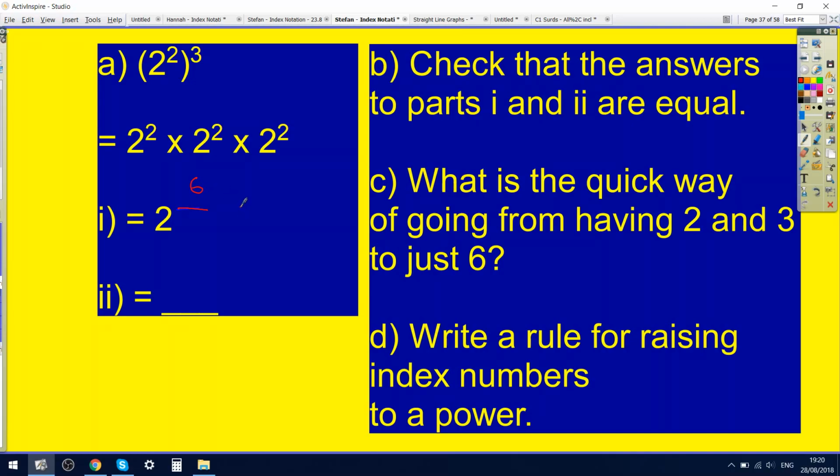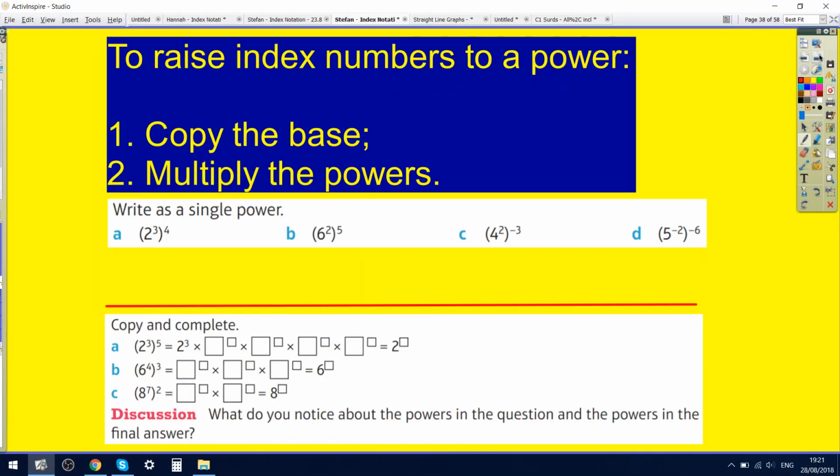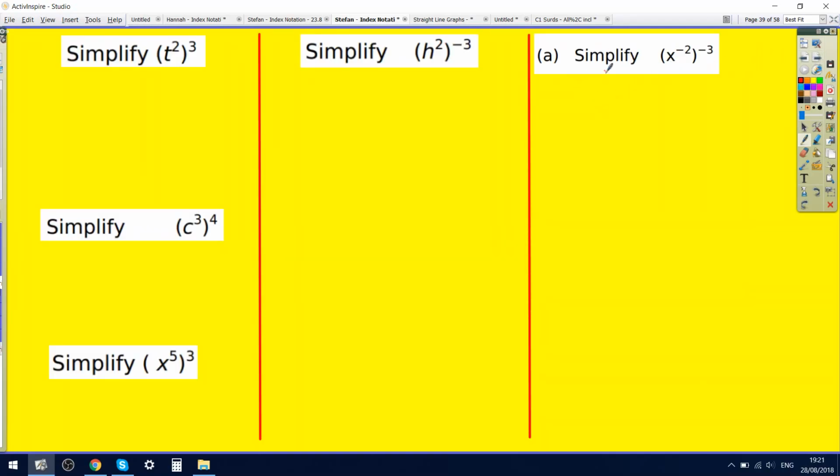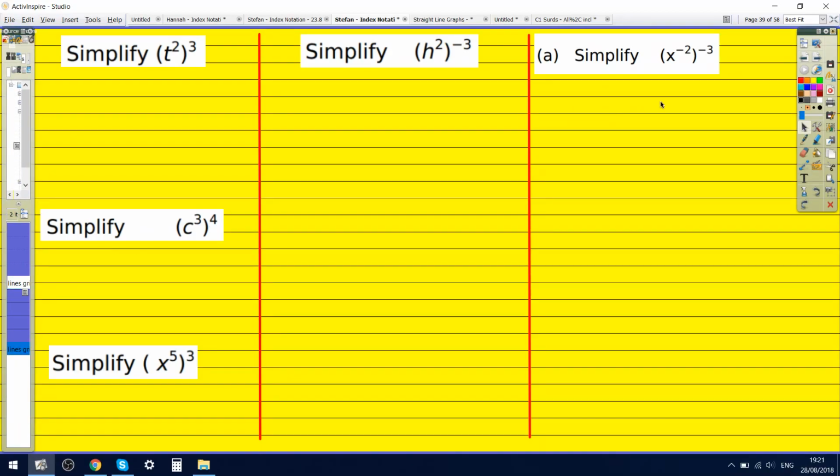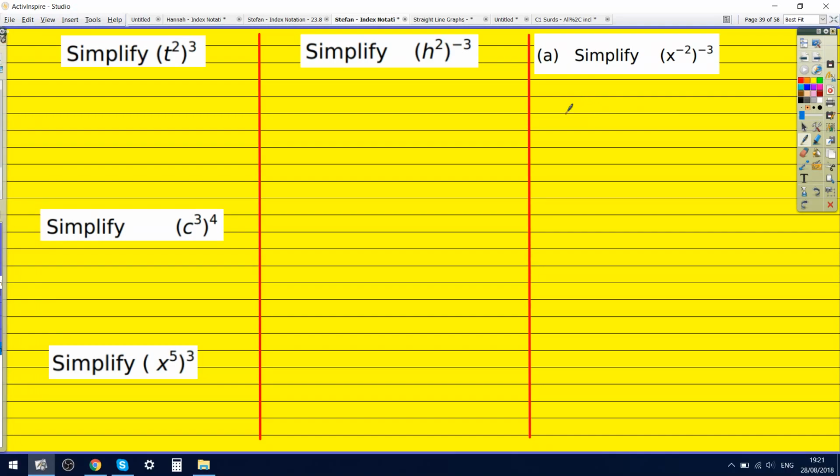And what is the quick way of doing these questions? Going from 2 and 3 to just 6. That's it. So what would be the top right one? And how about the middle one? I mean, top middle. And is there any other way you could write that?